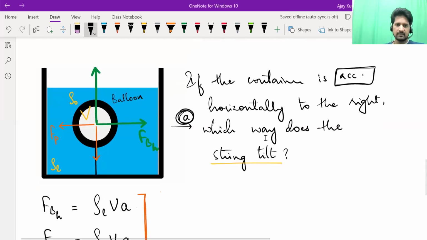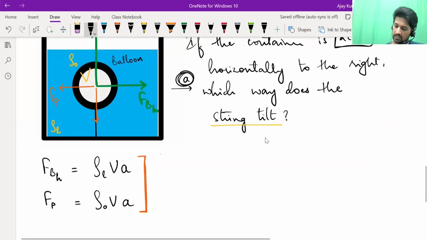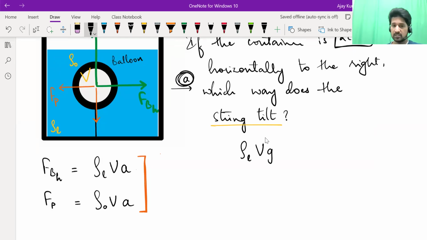In a non-accelerated container, the balloon would have had a tendency to rise up. What does that mean? Vertical buoyant force, that is density of liquid into volume into g. That is vertical buoyant force, no? In a non-accelerated container, this would have been greater than the weight of the object, rho naught into V into g. Fine. Or you could have said directly also, since the balloon has a tendency to rise up in the liquid, density of balloon is less than density of liquid.